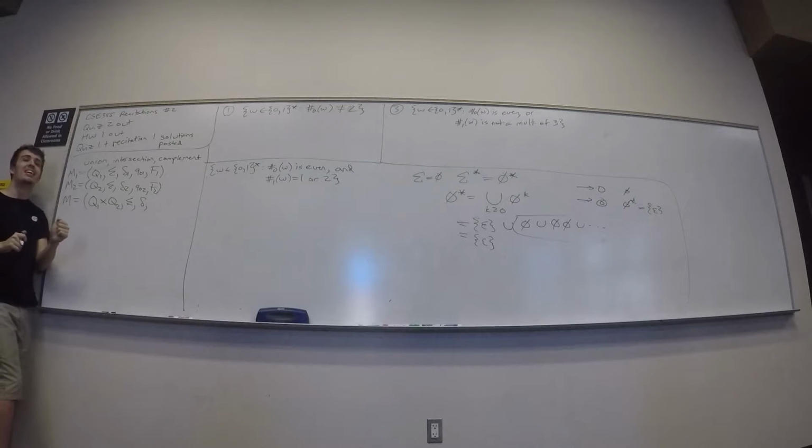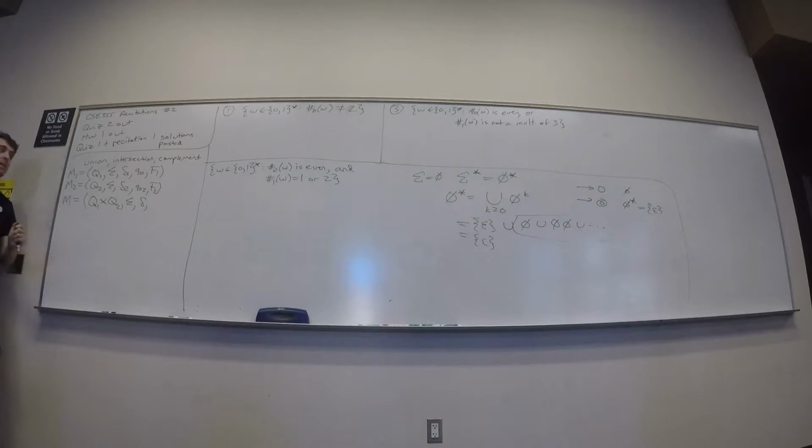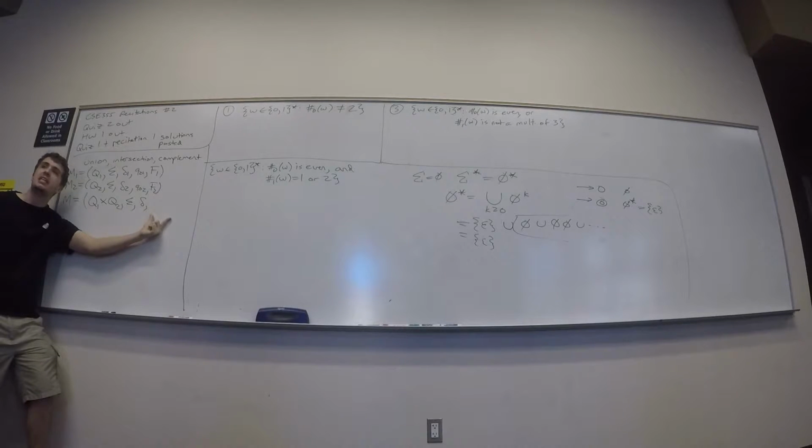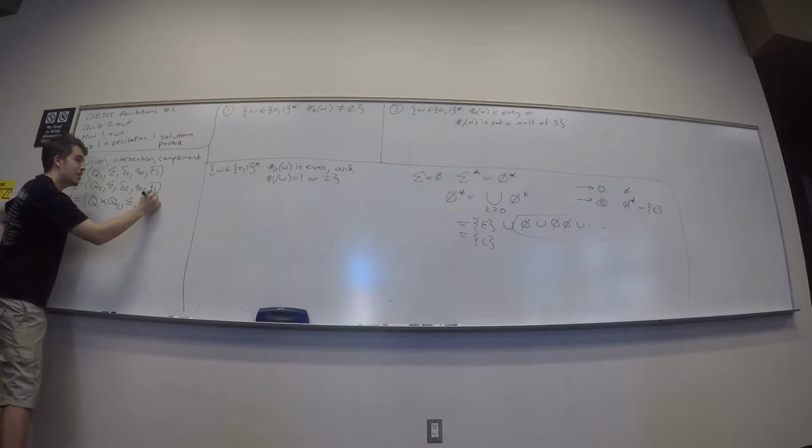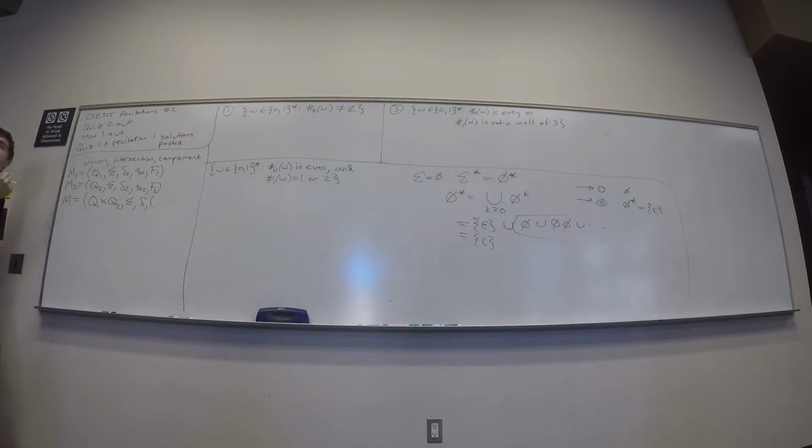Your suggestion again? Ordered pairs. Ordered pairs, right? This is just the set of all ordered pairs. So every single state in here is going to be an ordered pair. So what do you think the start state is? An ordered pair, okay? So what do you think is going to go in this ordered pair?